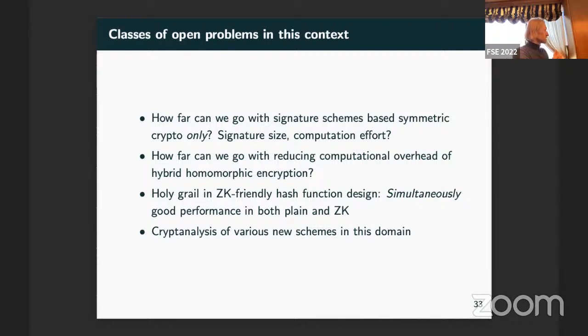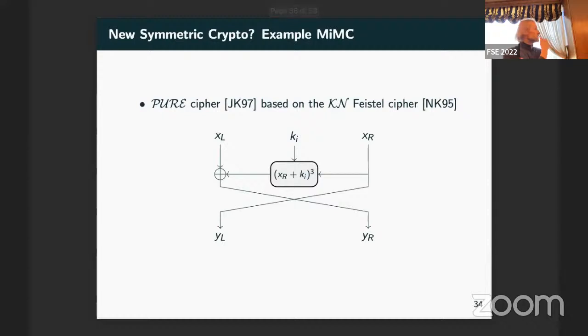Simultaneously having good performance in both plain and zero-knowledge domains for hash functions is something that people really need and want. And yes, we have a first proposal in this direction, but I guess there are many more ideas to be had there. And then last but not least, there are a lot of new designs. There is some supporting cryptanalysis, of course, but there are many more cryptanalysis papers to be written for sure.